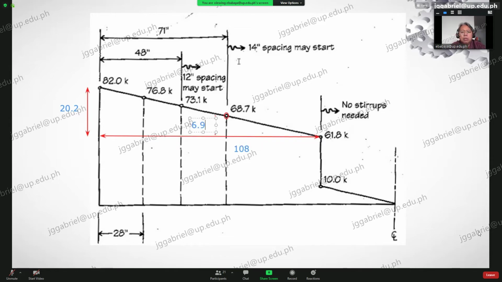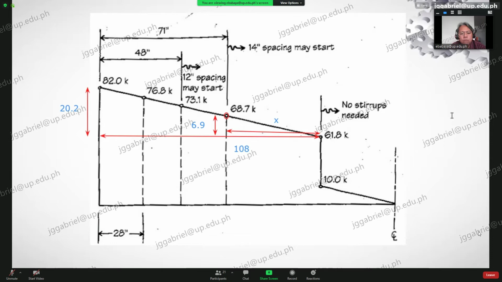So what we don't know is this length. So how do we get that length? We designate that as our x. So x would then be what? Ratio and proportion. x over 6.9 equal to 108 divided by 20.2. Right?